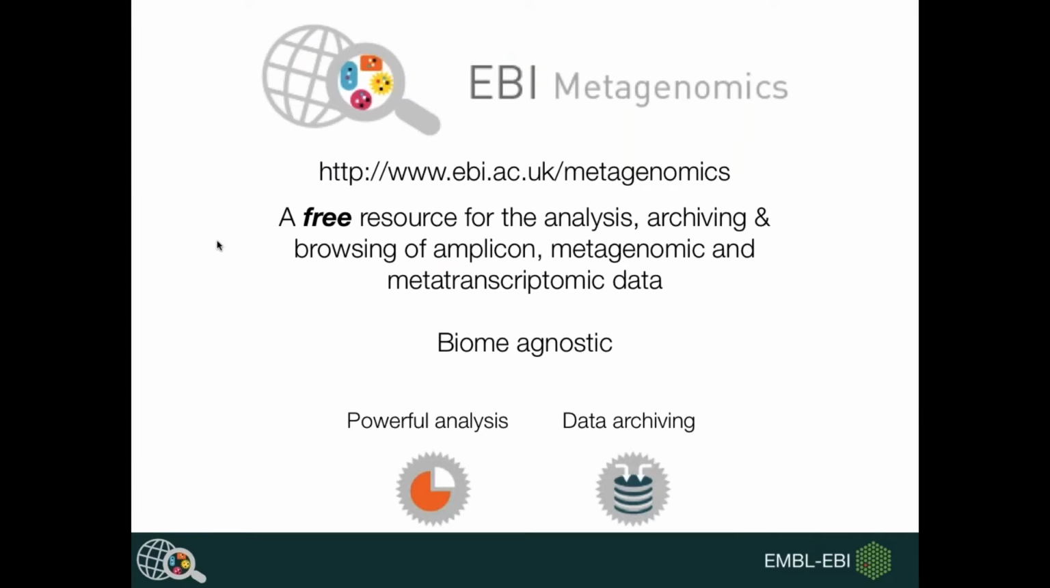So those were some of the things which we had in mind when we developed EBI Metagenomics. I hope you've had a look at the site. It's a free resource for the analysis, archiving and browsing of metagenomic data. So we take the data, we archive it, we keep it safe, we back it up, and we make sure it's available. But we also do the analysis for free. There's no charge to use the site at all. Importantly, it's biome-agnostic. Some tools are specialized for human gut, for example. We'll analyze data from all kinds of environments, and we hope to provide powerful analysis and, as I mentioned, data archiving.